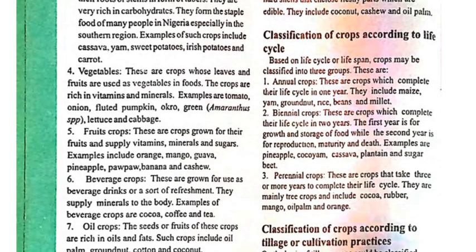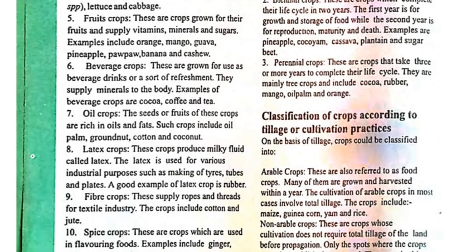Now, according to life cycle, we have annual, biennial, and perennial crops. Annual crops, these are crops which complete their life cycle in 1 year. We have maize, we have yam, groundnuts, rice, beans, millet. We have biennial, that's 2 years. Bi is 2 years. Pere, 3 years, 4 years, 5 years, more. That's more. So for the biennial crops, the first year is for growth and storage of food, while the second year is for reproduction, maturity, and death or harvest. Examples are pineapple, cocoyam, cassava, plantain, and sugar beets. For the perennial crops, we have cocoa, rubber, mango, oil palm, and orange. We have some other examples.